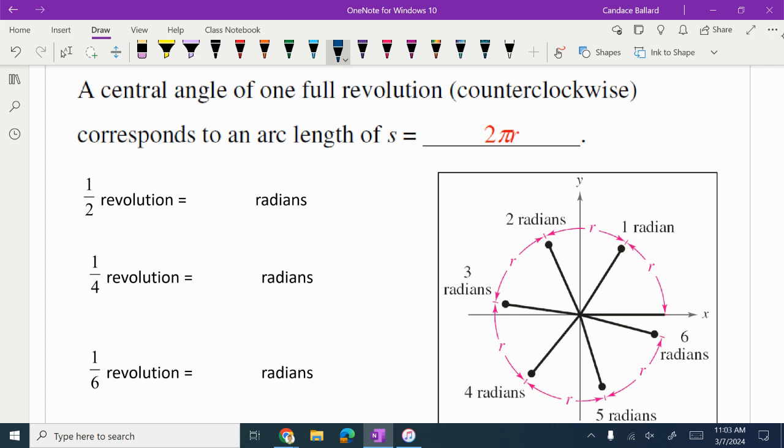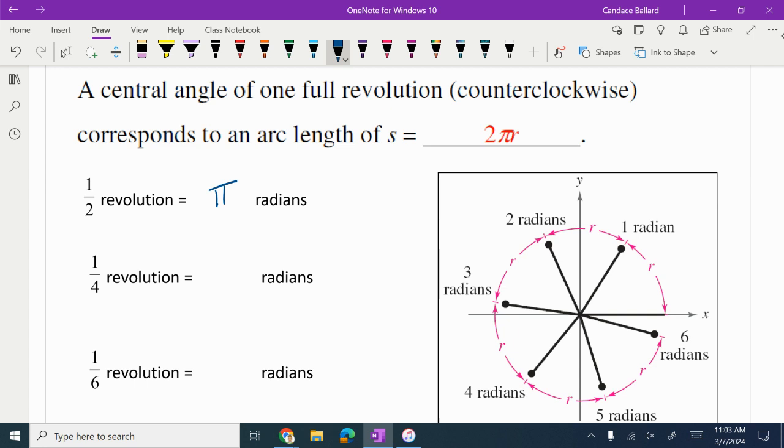Notice we can get barely 6 radians into a whole revolution, and we've got a little bit left. Half of a revolution is what we consider pi radians. Pi radians.